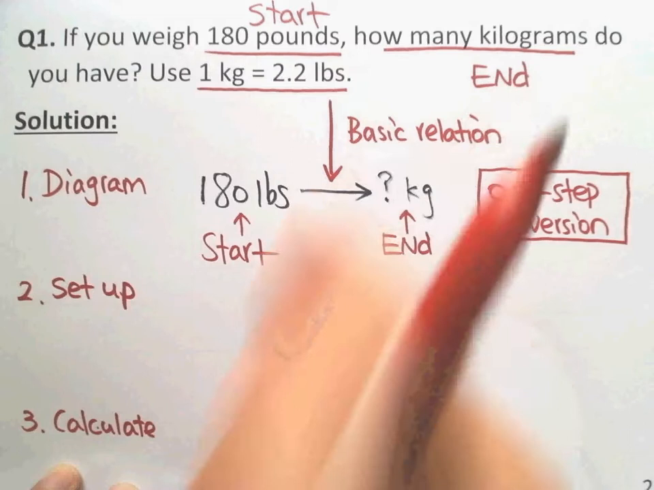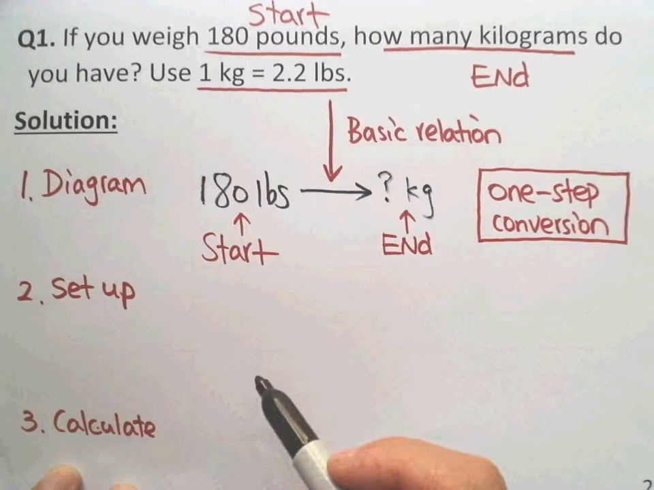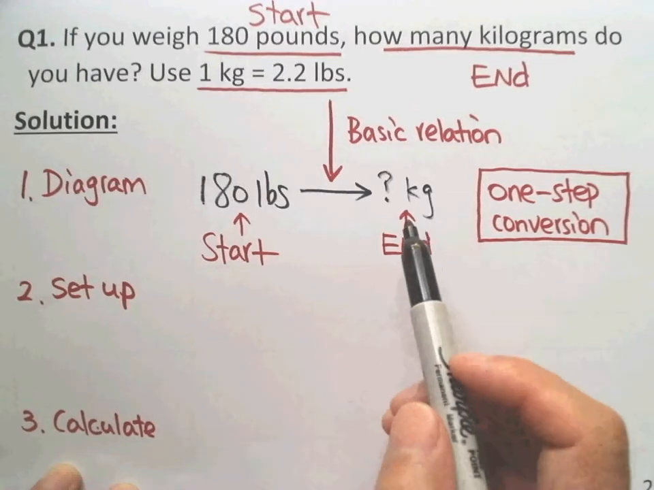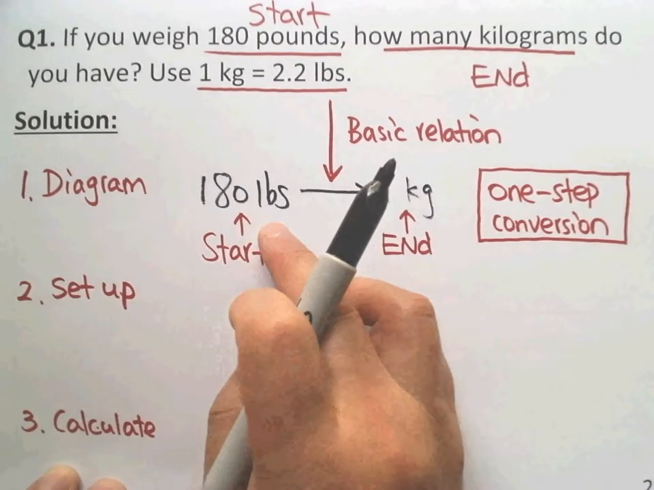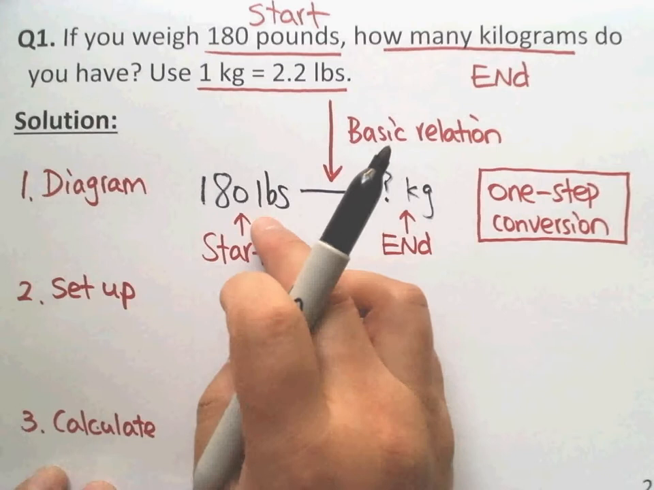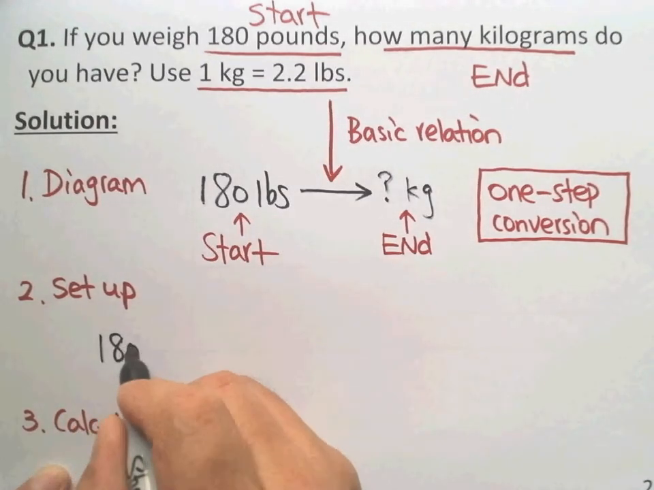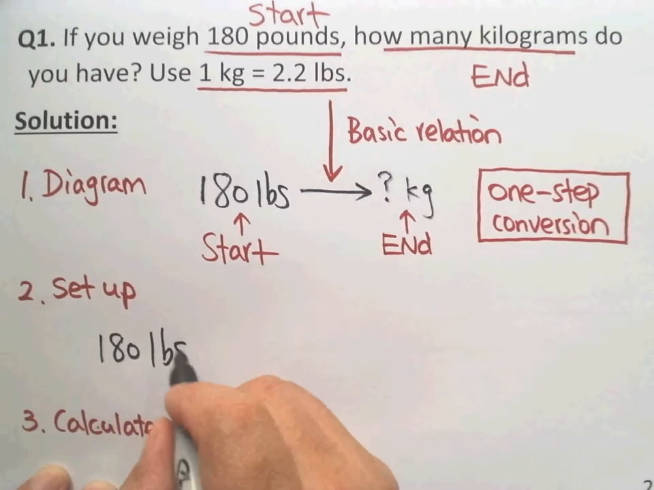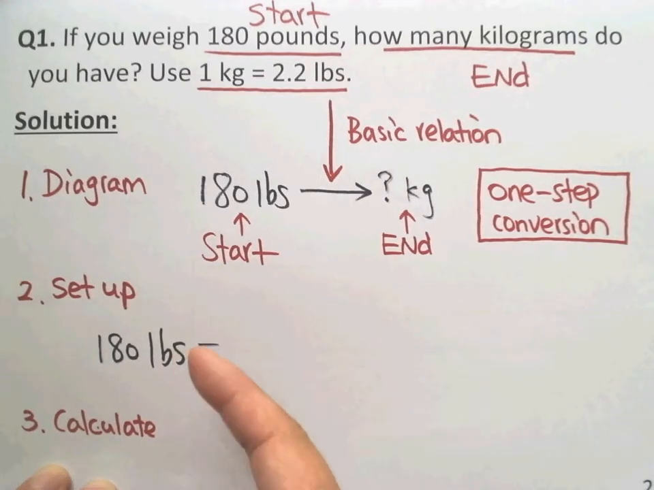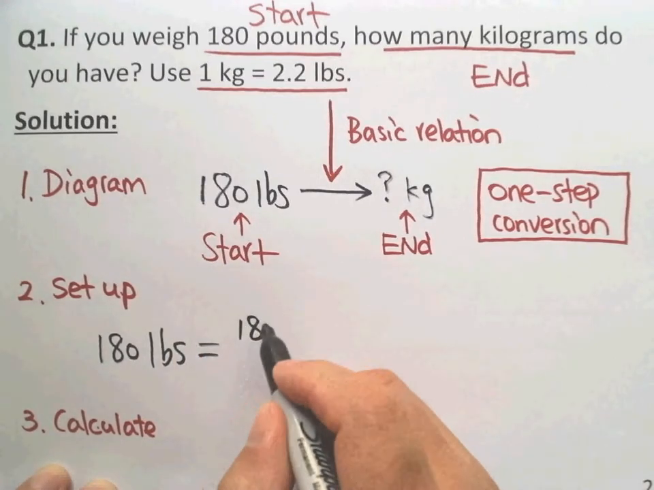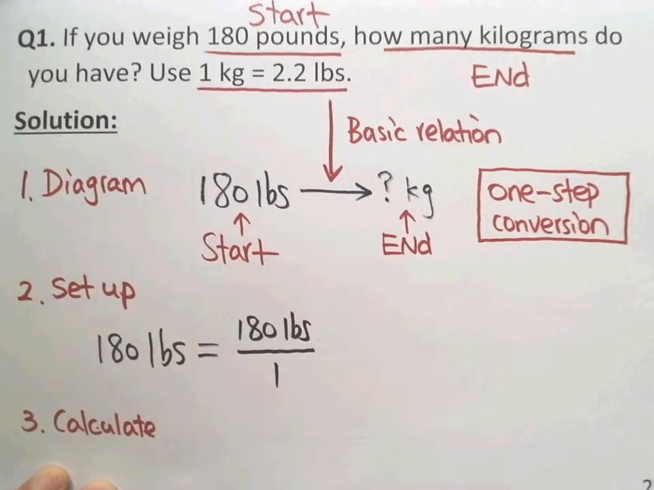Now the second step, set up the equation. How to set up? That's the most important. Of course, if we have this diagram, now everything is easy in the second step. Start from here. I write this as the beginning. We started from 180 pounds. Can you see this? 180 pounds equals 180 pounds over 1. Is this correct?